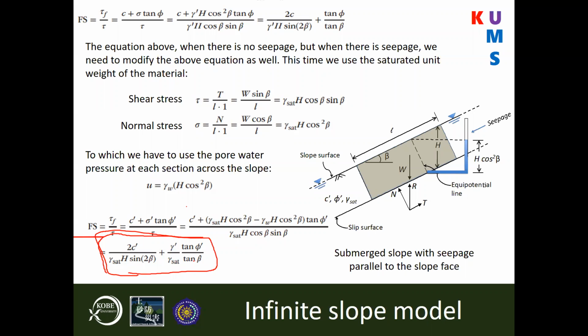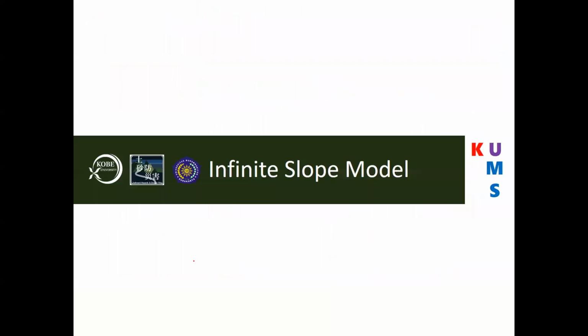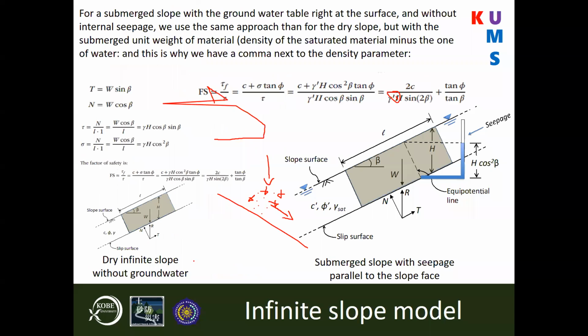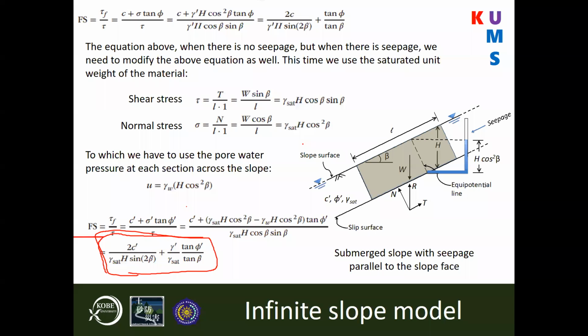So we have three sets of equations. First, the dry material factor of safety. Two, we have the fully saturated without seepage. And three, we have the infinite slope model with seepage for saturated material. This equation here will be the more complete one when you consider the infinite slope model.